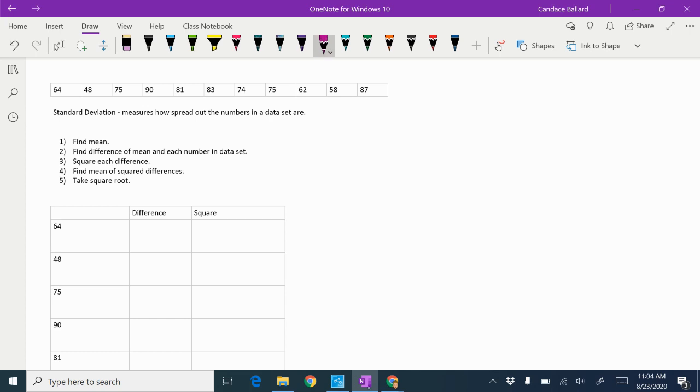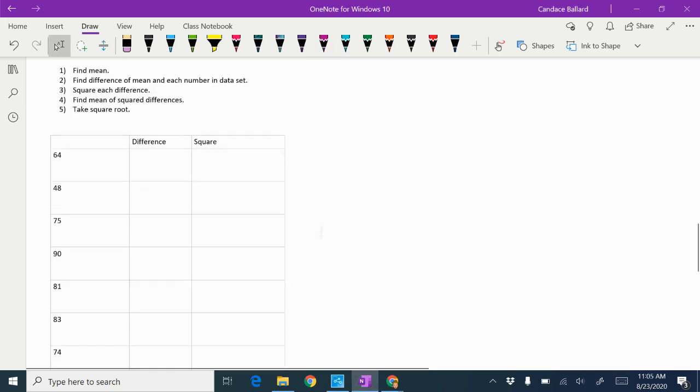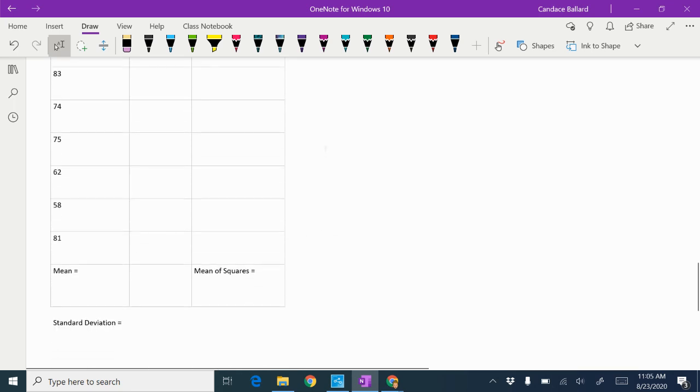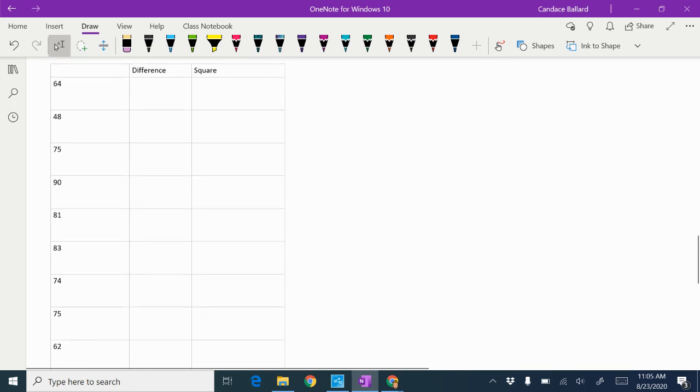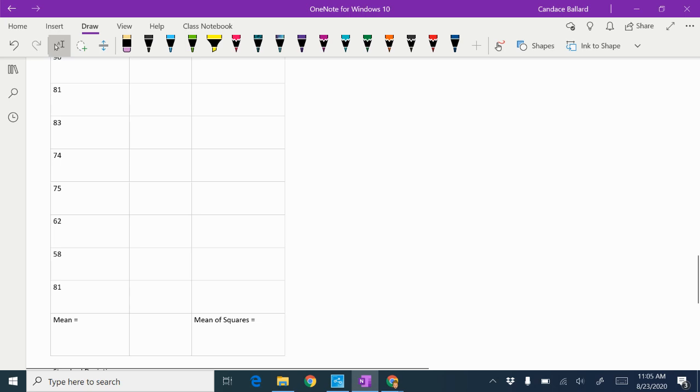The steps to doing this, and I wrote out the steps just so you can refer back to them if you need to: you need to find the mean, then you find the difference of the mean and each number in the data set, then we square the difference, you find the mean of the squared differences, and then we take the square root. It seems like a lot, and if you ever look at the formula for this, it looks kind of like a nightmare. So I never do the formula, I just set up this chart, and I know my chart is kind of funky because it spreads over a couple of slides here.